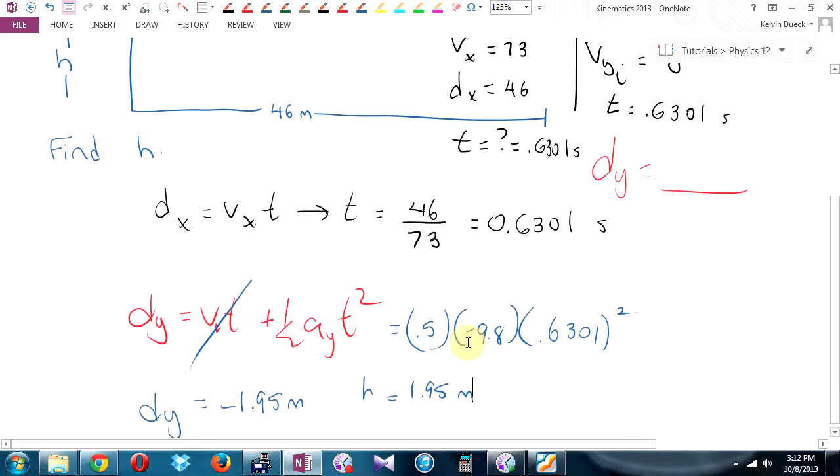Oh, and if you got a positive answer, you know you would have landed above from where you started from for some reason. I'm not going to throw one like that because I haven't given you one like that in your homework, but for what it's worth. If you get a negative answer, hey, I ended up on the ground below from where I started from. That's the height of my cliff. Is that all right? Yep.